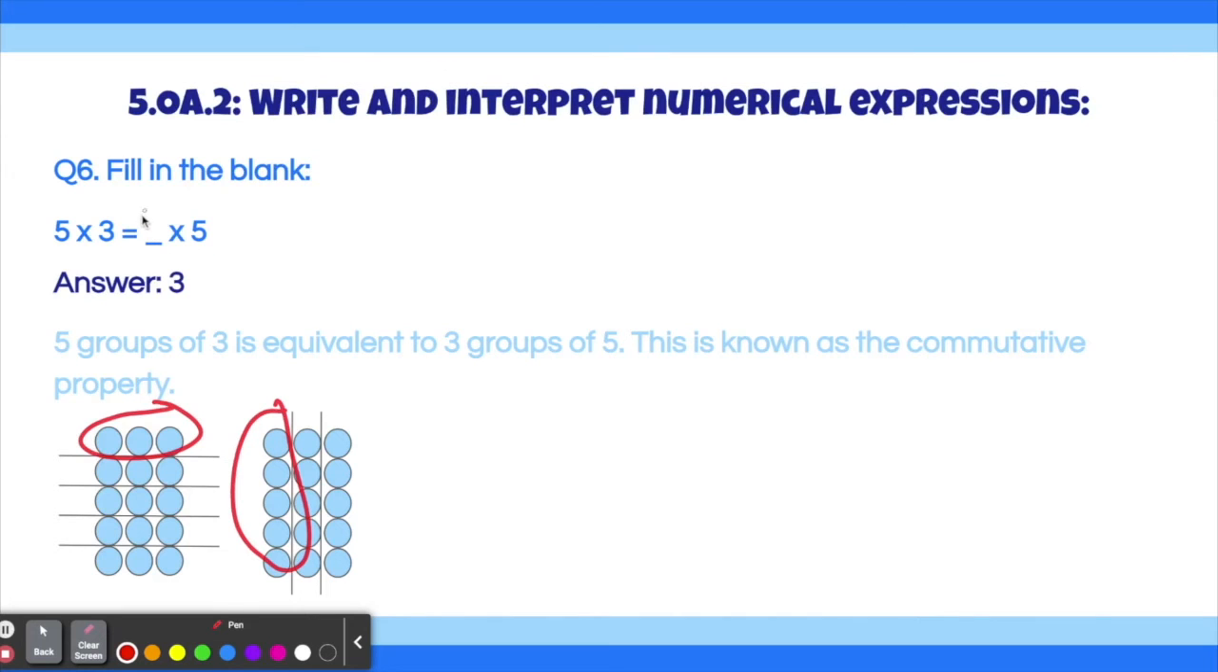So we know that the answer over here will be 3, because 3 times 5 over here is the equivalent to 5 times 3 over here. This is known as the commutative property of multiplication, which is something that we will also discuss later in this video.